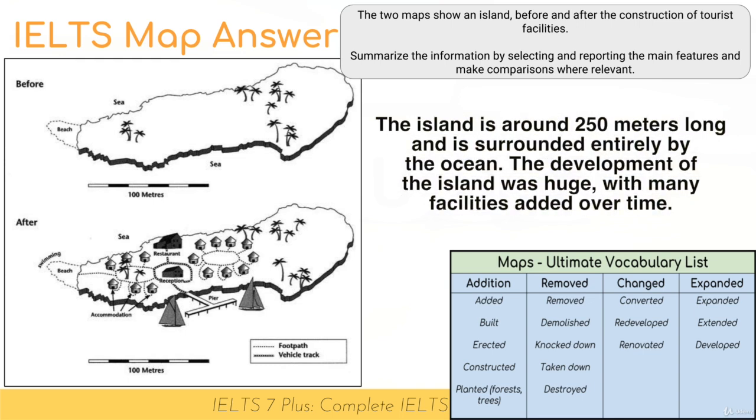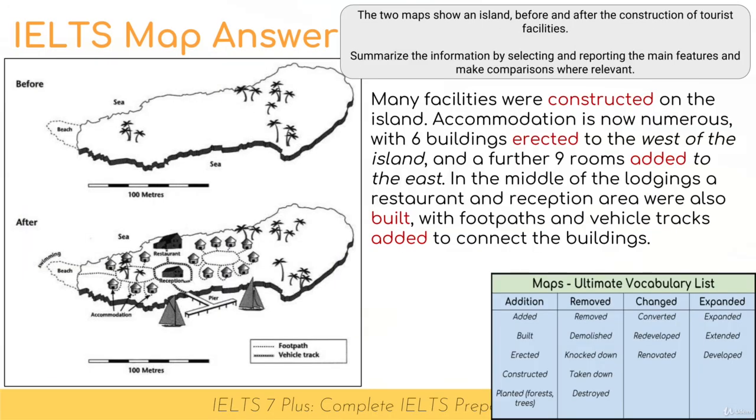The island is around 250 meters long and is surrounded entirely by the ocean. The development of the island was huge, with many facilities added over time. My 2 general statements were about the size of the island and the fact that the changes were quite large. Just remember that for your overview, we don't go into too much detail. Save that for the next section, which is our detailed paragraphs.